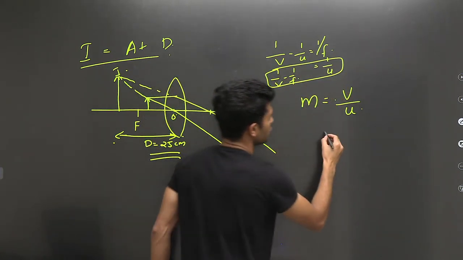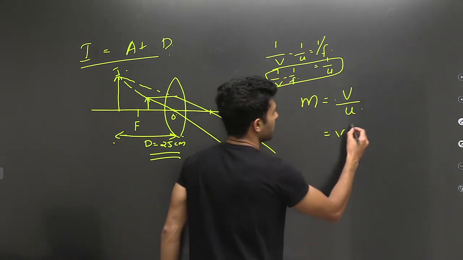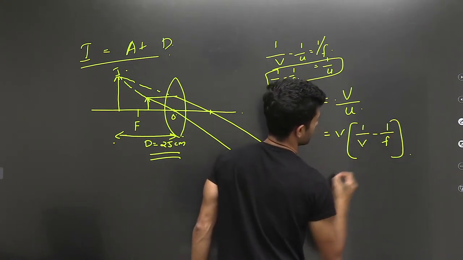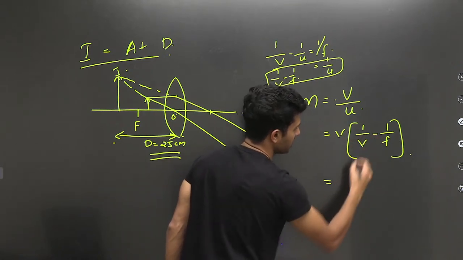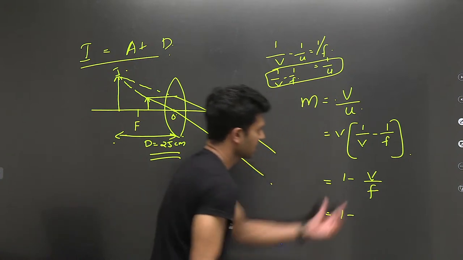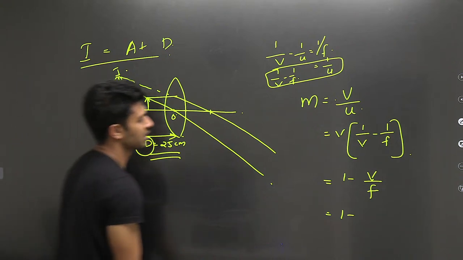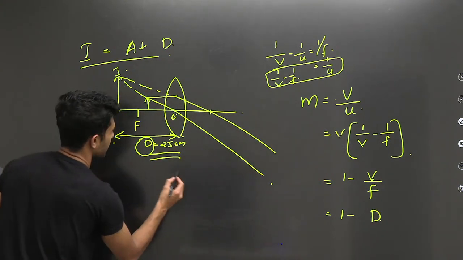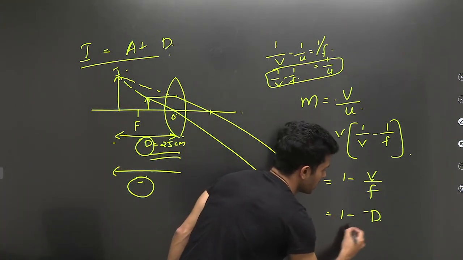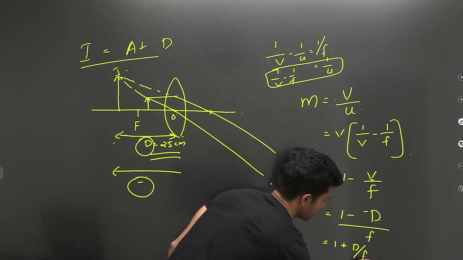Okay, so v into 1 by u, and now v into 1 by u, this part. What can I replace 1 by u with? 1 by v minus 1 by f. If you multiply inside the bracket, v by v is 1 minus v by focal length. In this case, where is the image formed? At the least distance of distinct vision, D. What is the sign? It is measured towards the left, so the sign is negative. So the image is formed at minus D, and v by f is minus D by f, right? So this is equal to 1 plus D by f.